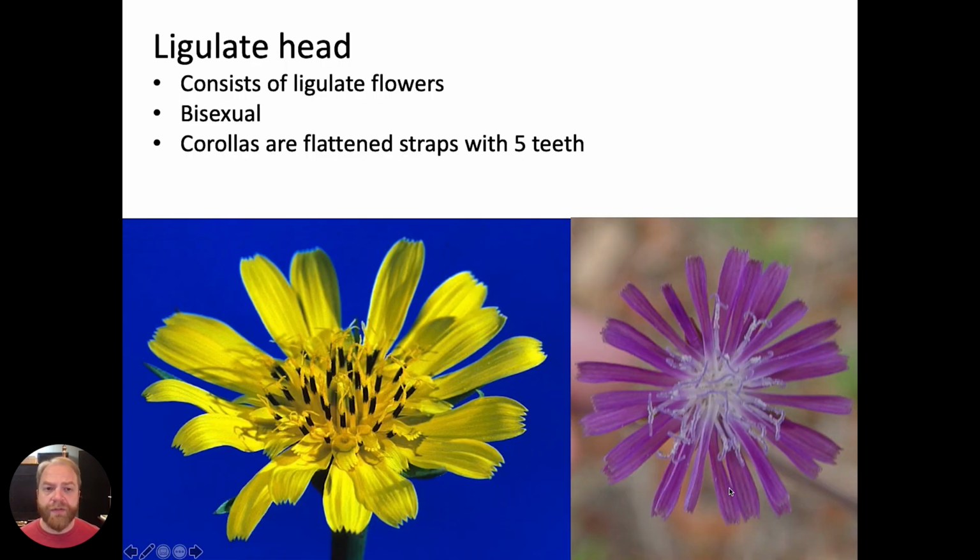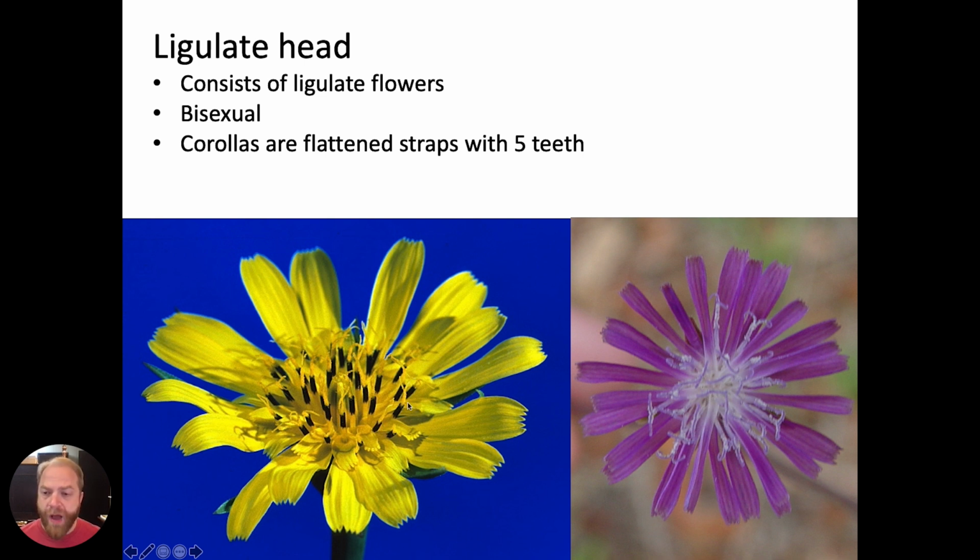So let's look at a few different kinds of heads based on the types of flowers held within. These are ligulate heads. They have specialized flowers that have 5 teeth, and they're all strap-shaped. When a head has ligulate flowers, it only has ligulate flowers. And these are all bisexual, all functional. Note that they can be different sizes, such that these are very large and these are very small.